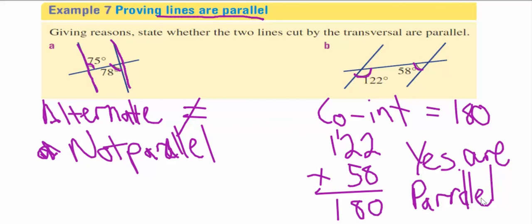Not spelling very well at all today. So they are parallel because they're co-interior. Co-interior angles, if the lines are parallel, should add to 180. That's exactly what they do, so they are parallel.